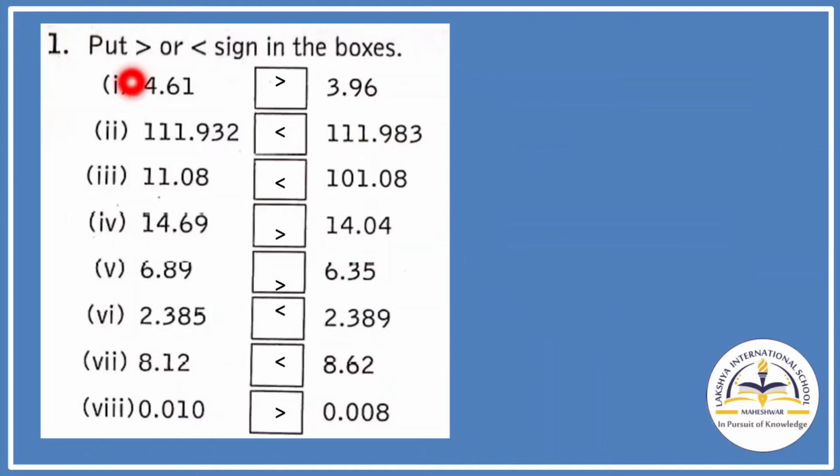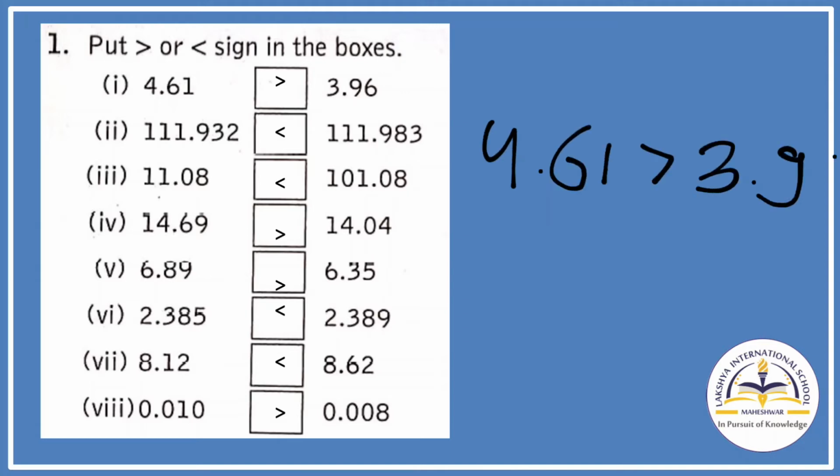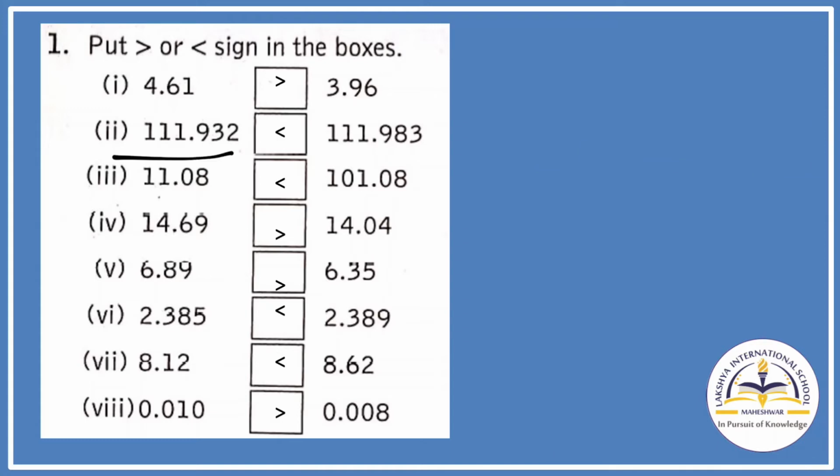Now first question, put greater than or less than sign in the boxes. Now 4.61 and 3.96. So it is clearly shown that 4.61 is greater than 3.96. Now 111.932 or 111.983. You can see at the 100th position there is 8 and here it is 3. So the answer will be a greater sign. This one is greater than the first number.